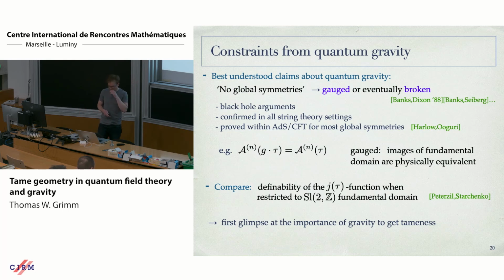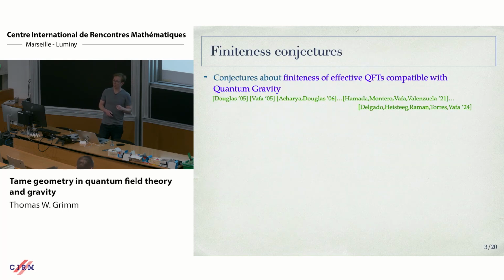Okay? Now, I should now tell you how I got into this subject, and this comes next. So I gave you one conjecture, which was the absence of global symmetry. Now I give you another conjecture, which is arguably one of the conjectures which just started the whole field, which was given in 2005. And it's essentially a finiteness conjecture. It's a finiteness conjecture that these QFTs, which are compatible with quantum gravity, should be, under certain conditions, finite.